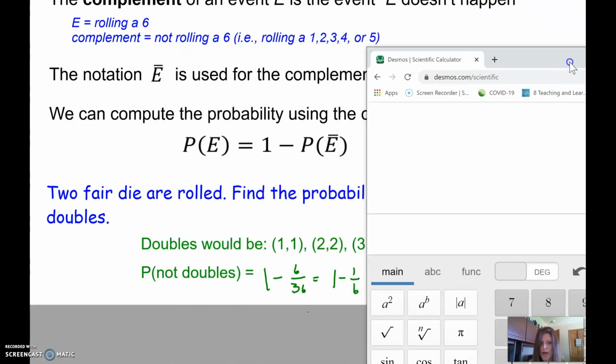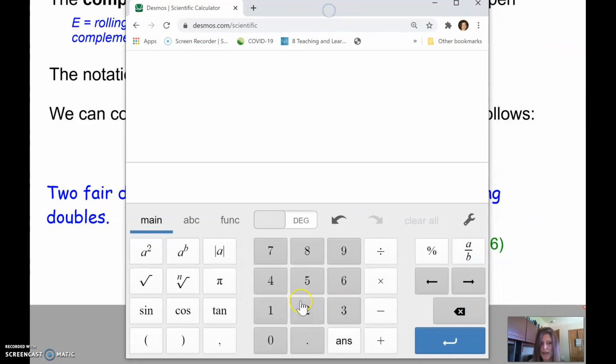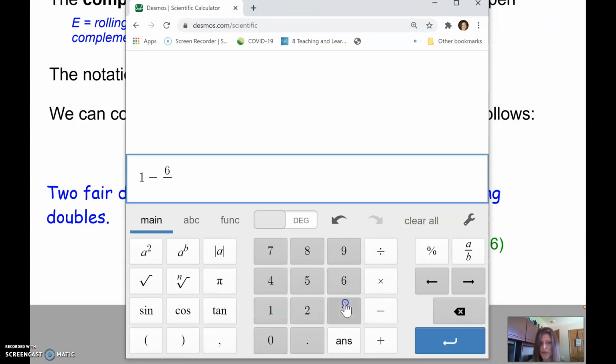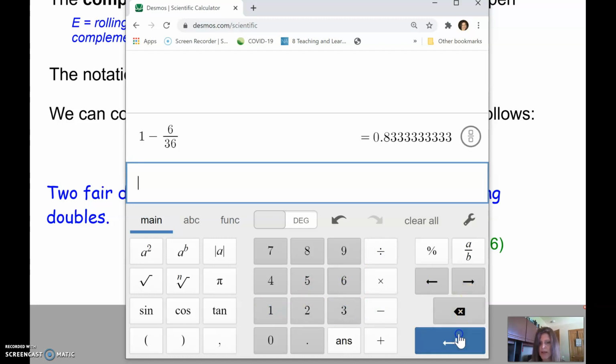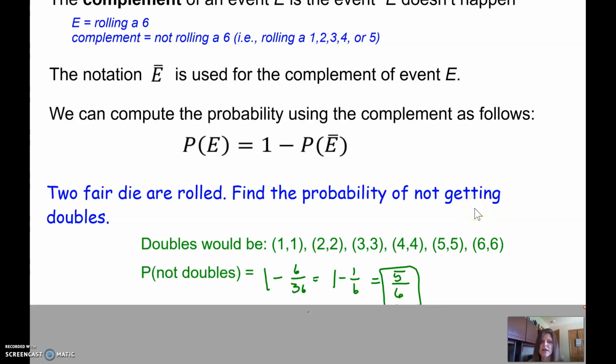So you recall our problem was 1 minus 6 over 36, right? So in my calculator, I'm going to do 1 minus 6 divided by 36, and it makes it a fraction for me. Arrow out, and then hit enter. That gives me my answer here. It's in decimal form, 0.8333. But you notice right off on the side, there's this little button and it says convert this to a fraction. So there we go, 5/6. All right, so if you need help with the calculator, let me know. Let's get back to this concept here.